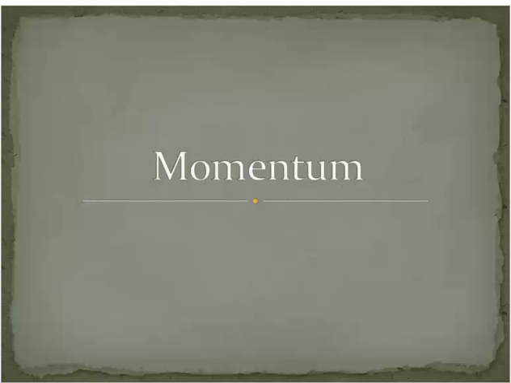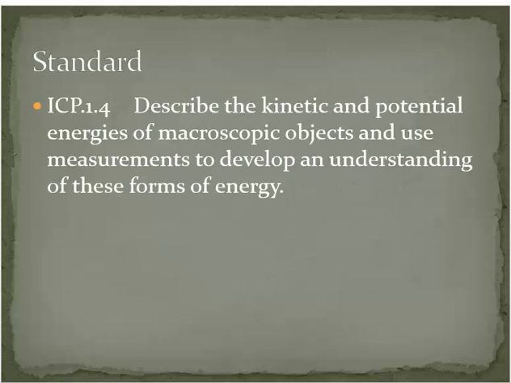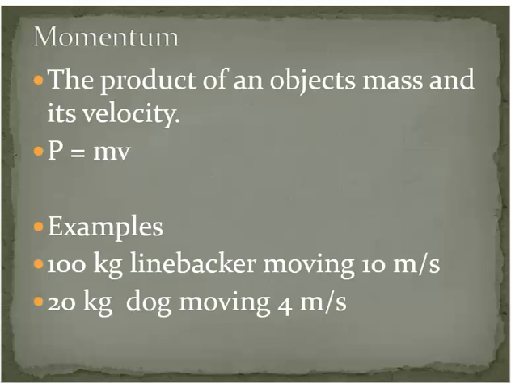Today we're going to discuss a new topic called momentum. We're going to be describing the kinetic and potential energies of macroscopic objects and use measurement to develop an understanding of these forms of energy. Today we're specifically going to talk about momentum. Well, momentum is the product of an object's mass and its velocity.